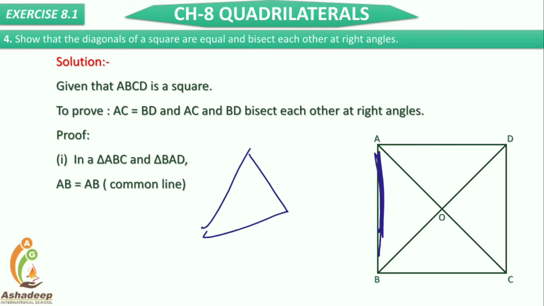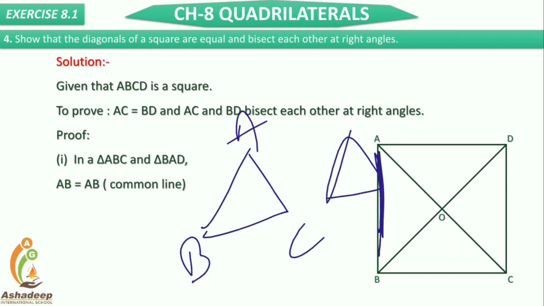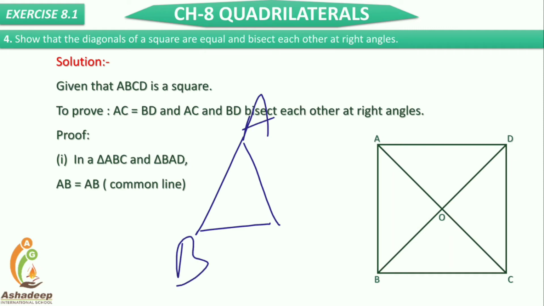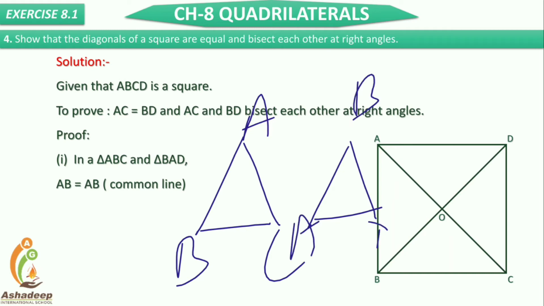Let me draw here the two triangles, ABC and another triangle, ABD. Okay, so AB is a common side. AB is a common side. Then what can we say? Angle B and angle A are 90-90 degrees.